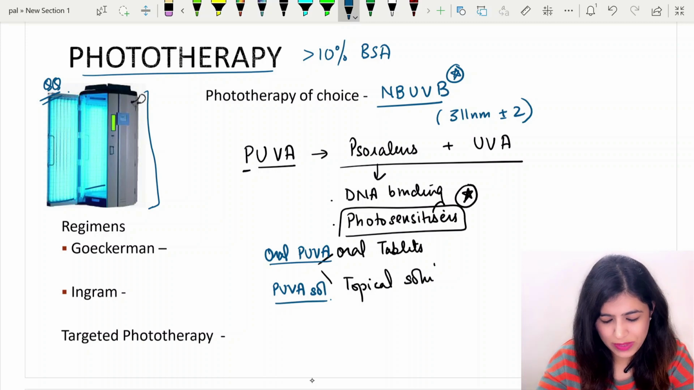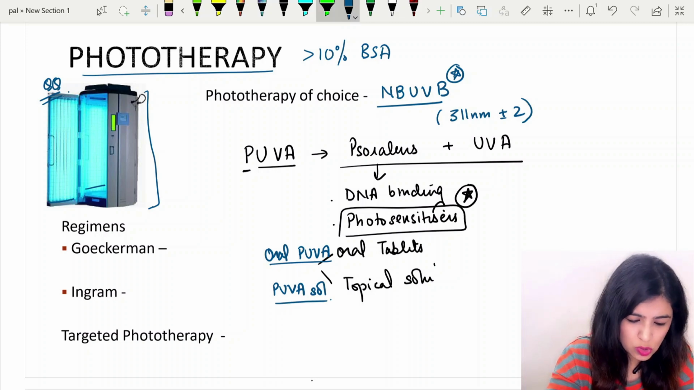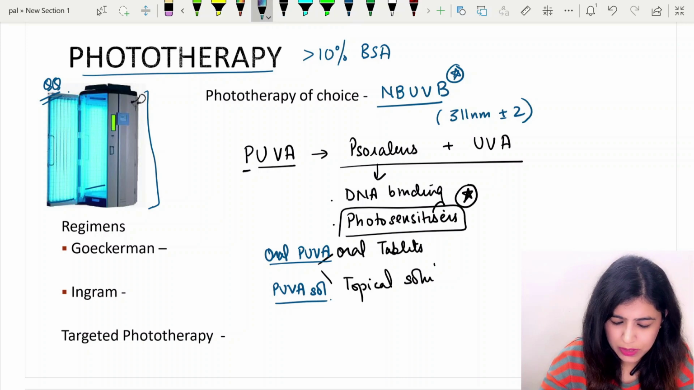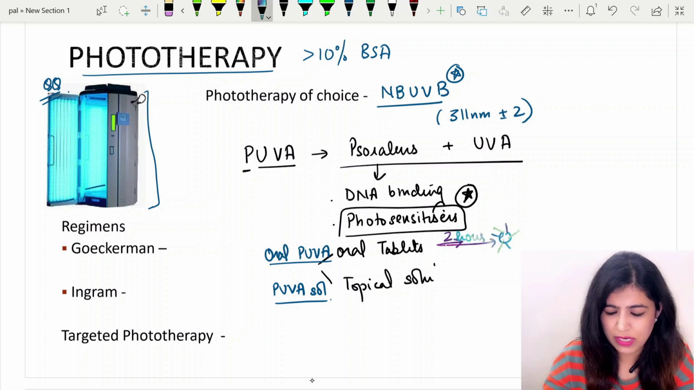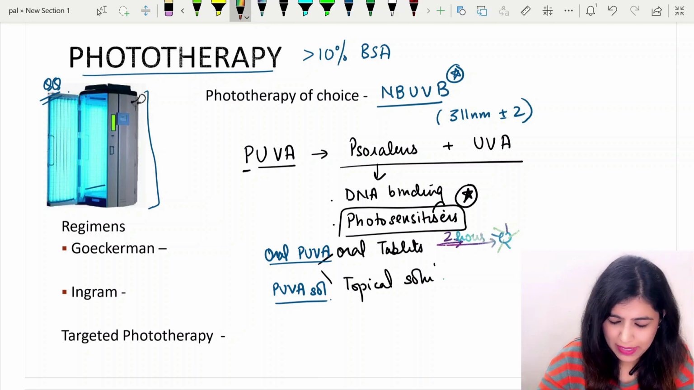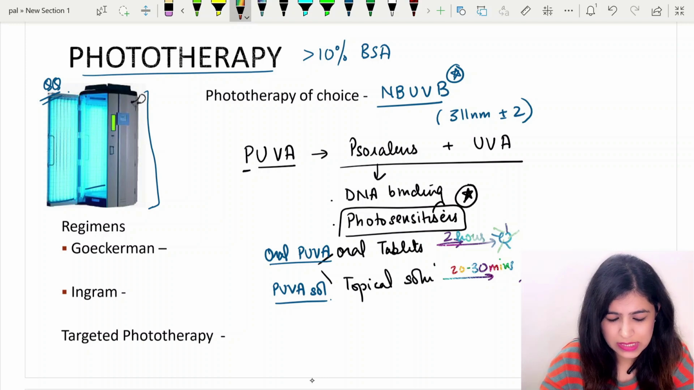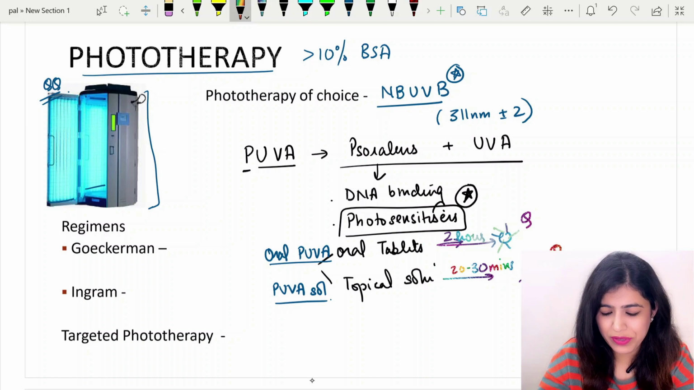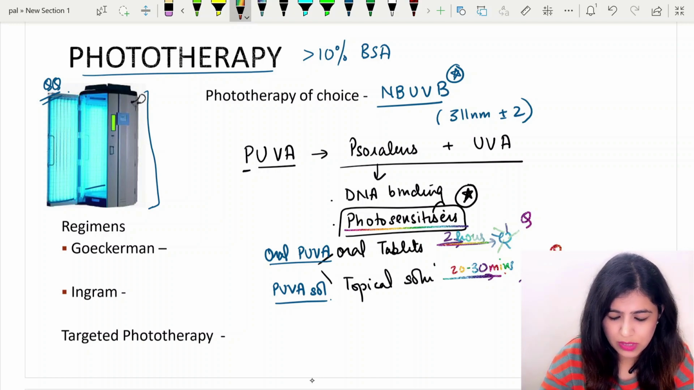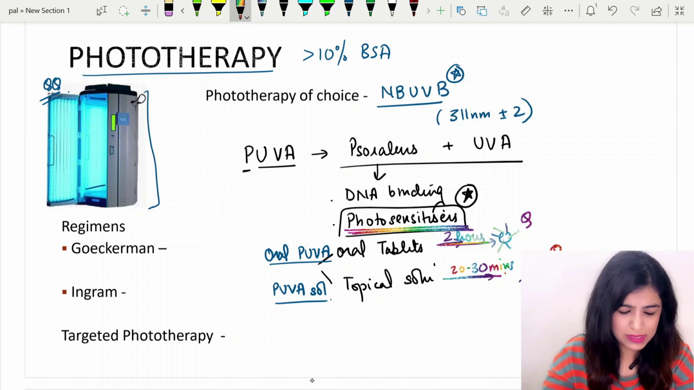So sometimes you can get a question also on what is PUVA sol. Then what is the gap between taking oral tablet and sun exposure? The gap here is 2 hours. So you wait for 2 hours. When you apply it topically, you wait for 20 to 30 minutes before you expose to the sun. These questions have been asked in the NEET exams 4 years back in 2016. So you should know the duration, you should know the mechanism of action, that is photosensitization.